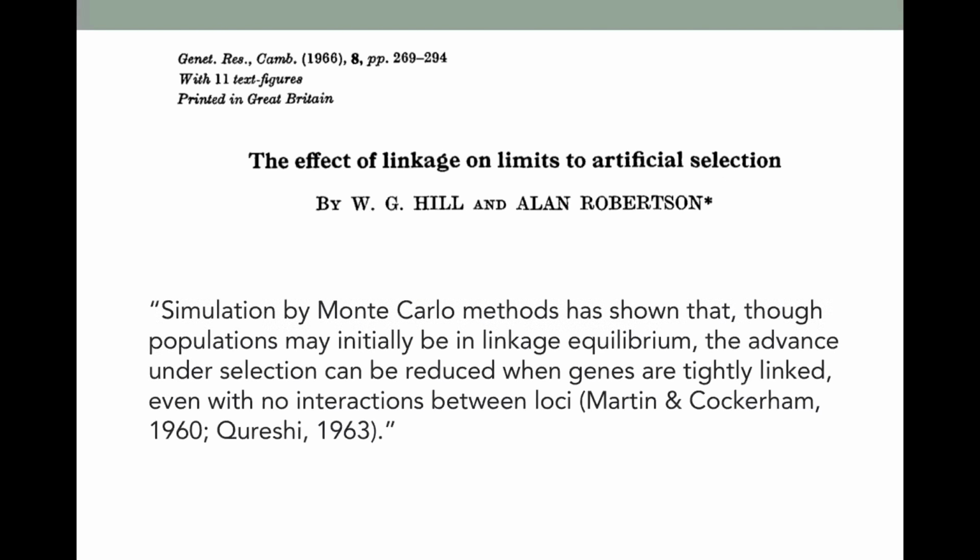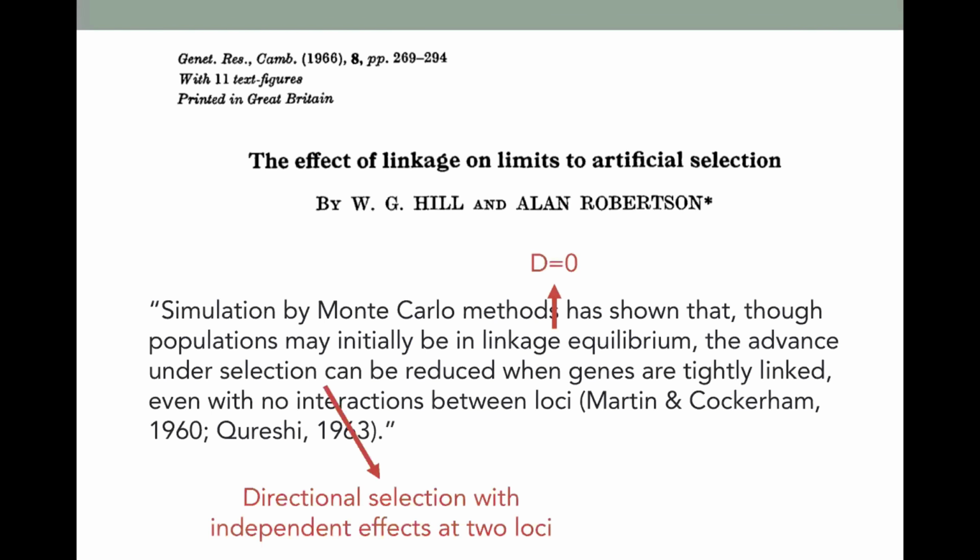Hill and Robertson in 1966 published this paper exploring the limits to selection. And they were particularly interested in breeding programs and how different breeding programs would affect the rate of response to selection. They used simulations to show that even if a population is in linkage equilibrium with many alleles present, just like Maynard Smith had, the advance under selection is reduced when genes are tightly linked, even if there are no fitness interactions between loci, like Maynard Smith assumed with multiplicative selection.